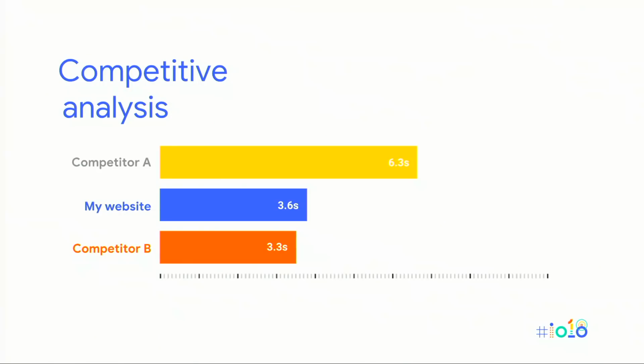When you have a data set that covers the web at large, it enables analyses that were never before possible. For example, you can compare real user performance across particular sites, and you can see how you stack up against competitors. In this example, we can see that competitor B is slightly faster than my website. This is a really good motivator for me to care about web performance, because it's one thing to know how fast my site is, but it's another to see just how much faster or slower it is compared to the competition.